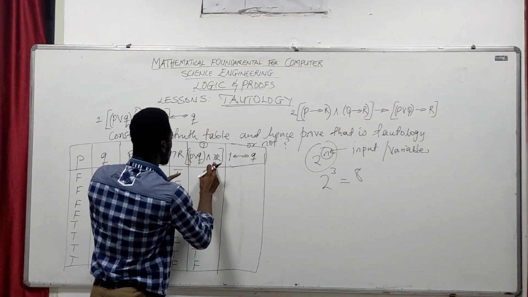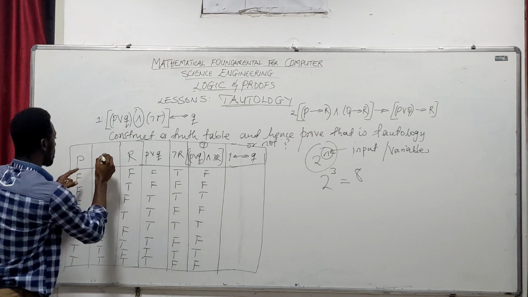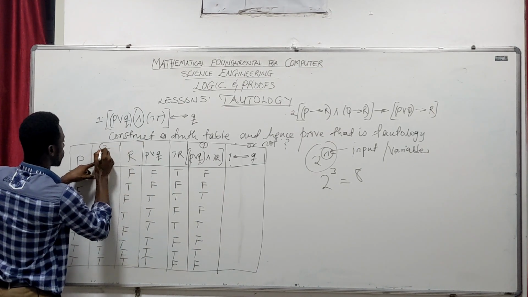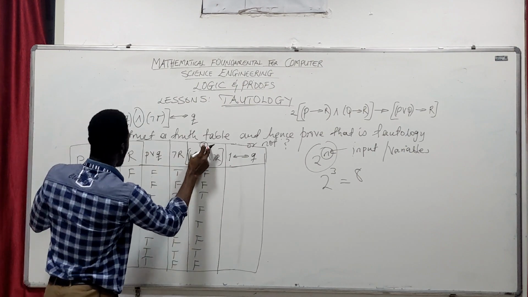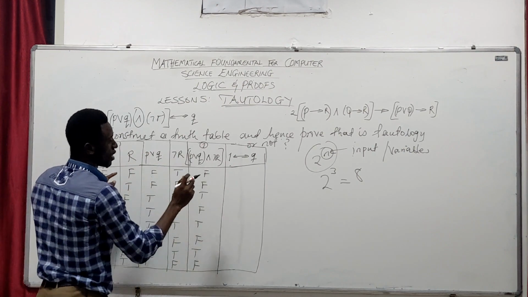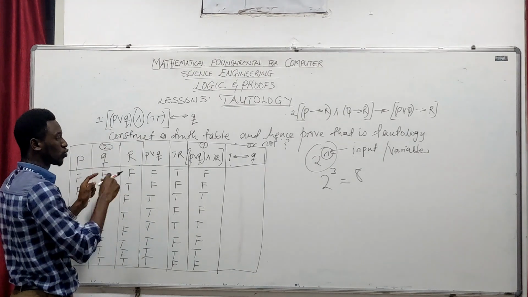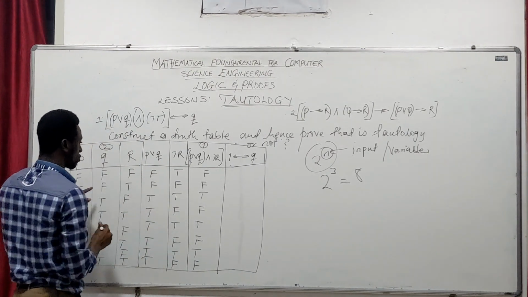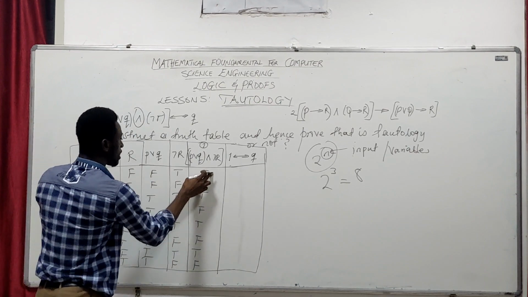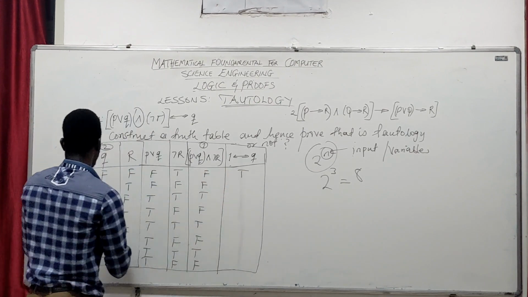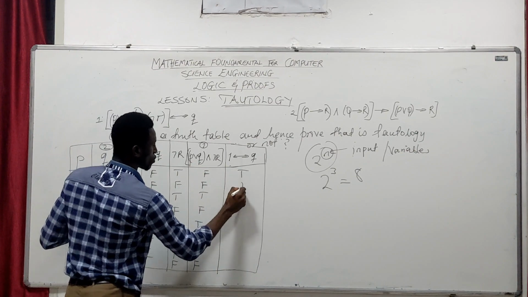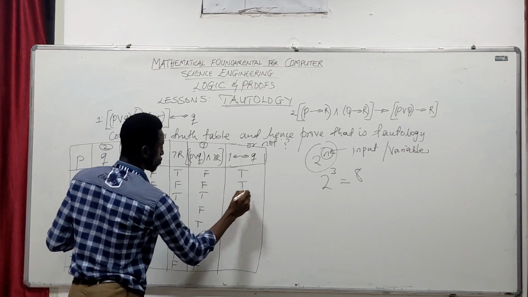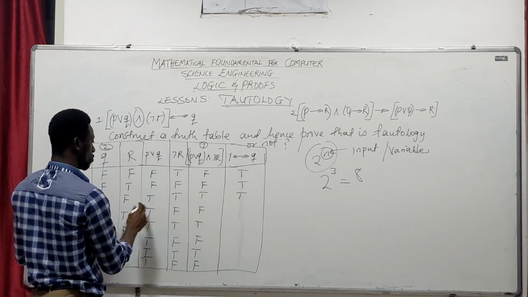We'll combine this one with Q. Let's say Q is 1, this is 2. We'll compare 1 and 2. If both statements are true or both false, it becomes true. Otherwise, false. So now let's see: false, false becomes true. False, true becomes true. True, true becomes true.